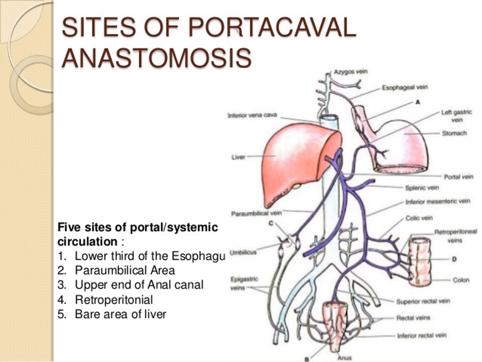Now come to portocaval anastomosis. Very important to understand portal hypertension, or to know about the clinical features and management. So there are 5 main portosystemic circulations in regard to portal hypertension. Number 1, at the lower third of the esophagus. Number 2, paraumbilical area. Number 3, upper end of the anal canal. Number 4, retroperitoneal area. Number 5, bare area of the liver.